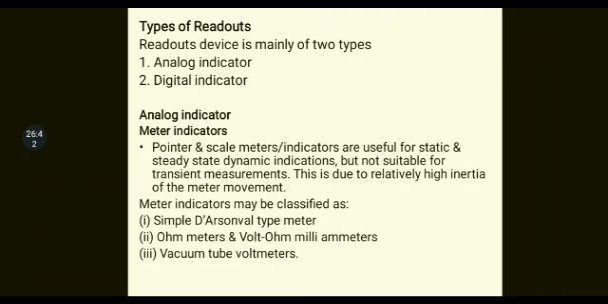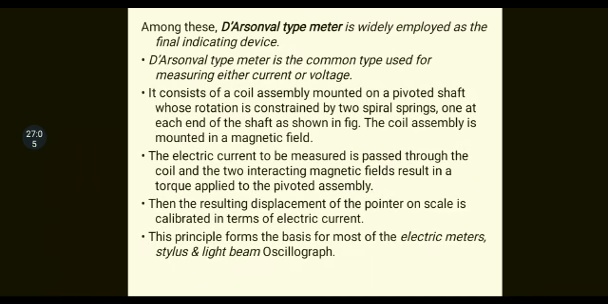Then these are classified into 2-3 types. One is the D'Arsonval type of meter. The second type is voltmeters, ohmmeters, ammeters and so on. The third one is vacuum tube voltmeters. So there are 3 types of systems available as readout devices. Among all these, the D'Arsonval type of meter is widely employed, in the sense that it is the final or terminating indicating device. This type of meter is very common.